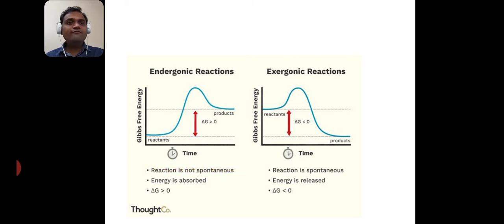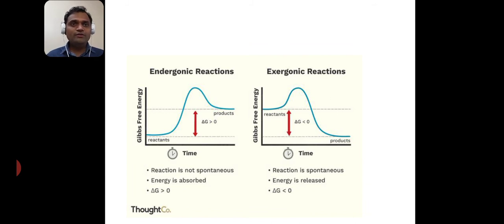Then in this case, if you look at this diagram or graph, the energy of the product is more than the energy of the reactant. So energy is absorbed and delta G is greater than 0. Okay, this is an endergonic reaction.